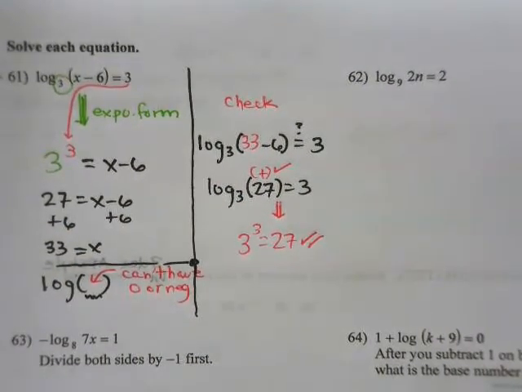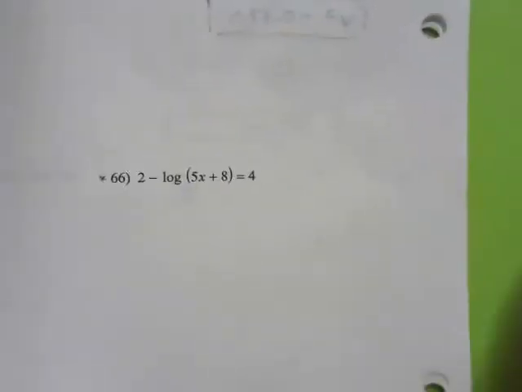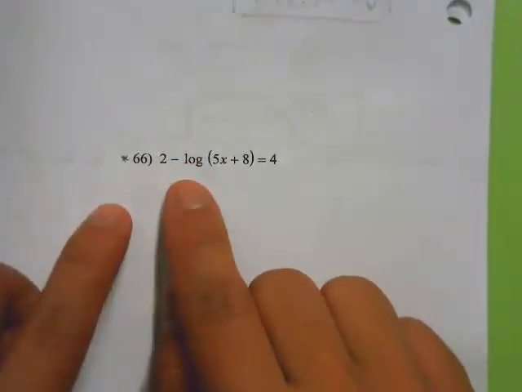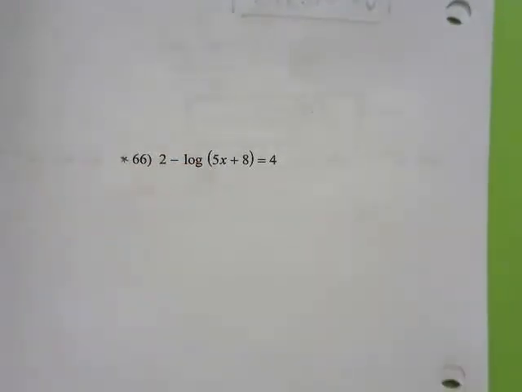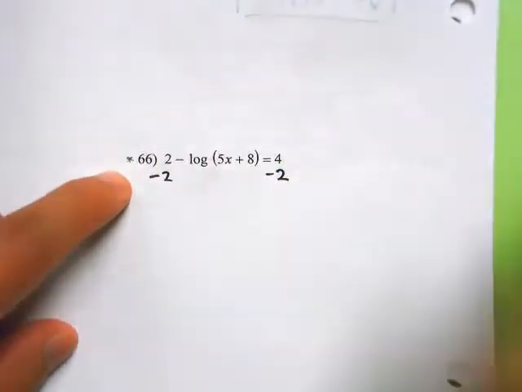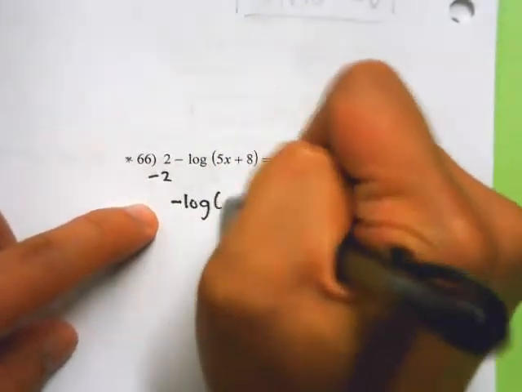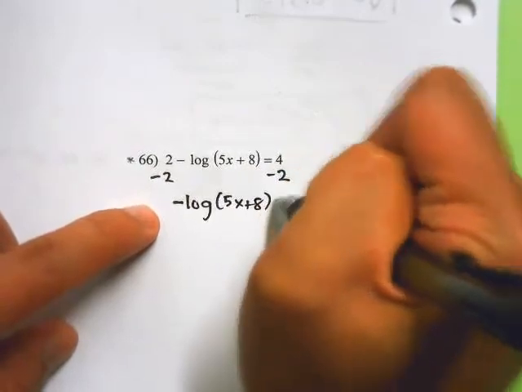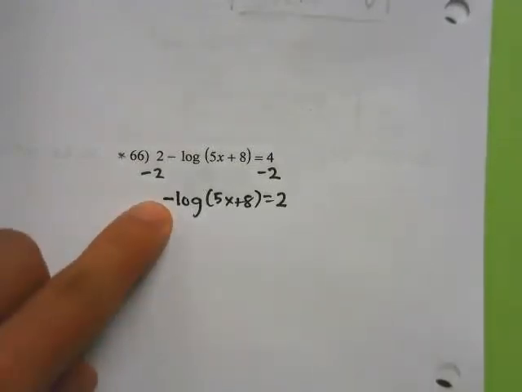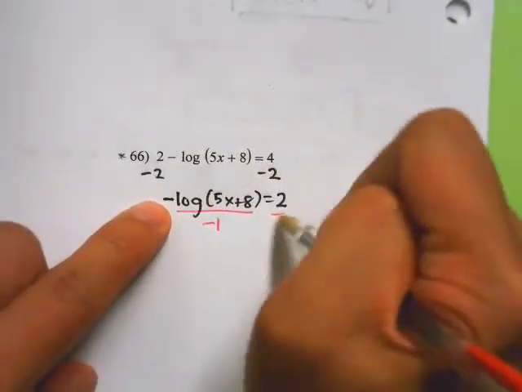Okay, let's do something like number 66. And I can tell you guys what problems to do afterwards. So 2 minus log of 5x plus 8 is equal to 4. I would try to get rid of this 2 first. It's positive 2, so I'm going to subtract 2 on both sides. Negative log 5x plus 8 is equal to 2. Okay, let's get rid of that negative by dividing both sides by negative 1.